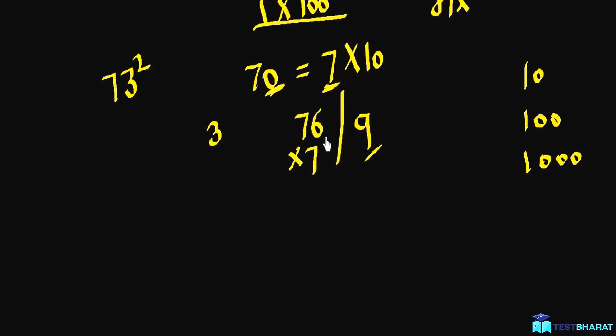So 7 into 6 is 42, 4 is carried forward. 7 into 7 is 49, 49 plus 4 is 53. So 5329. 5329 is my answer.